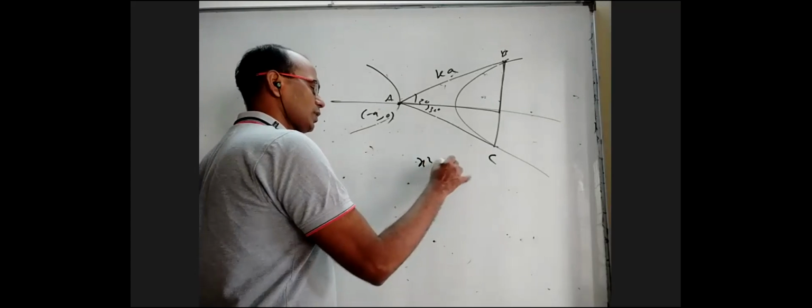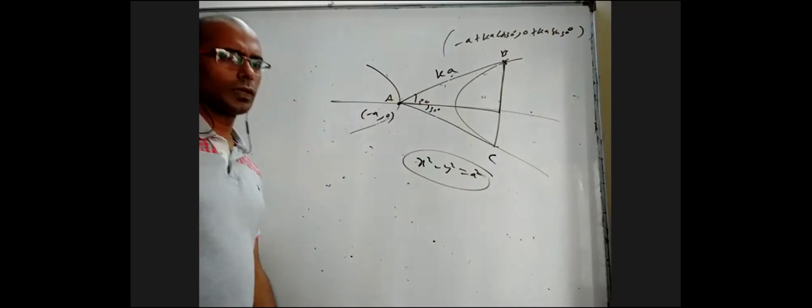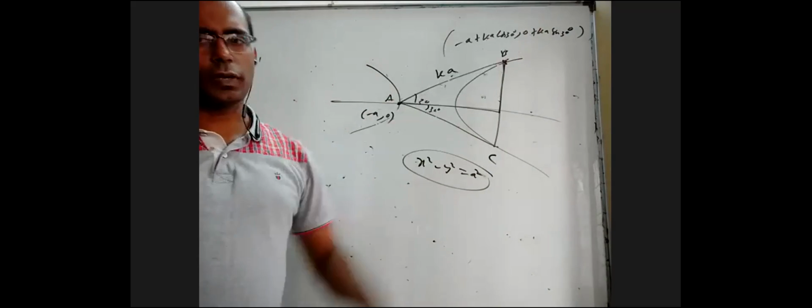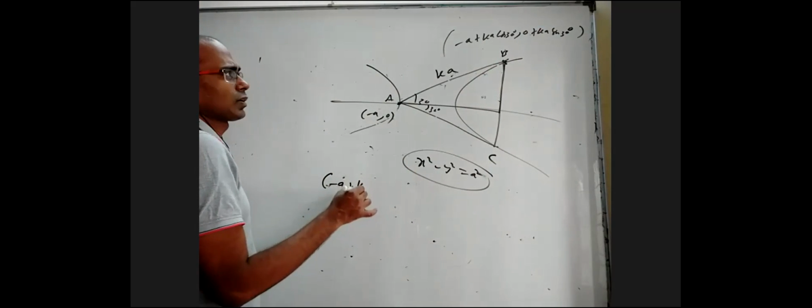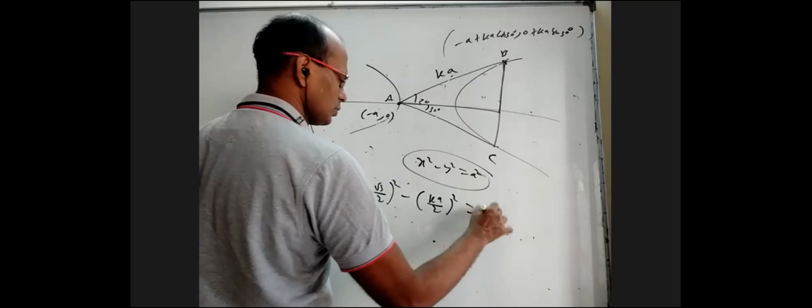This is x square minus y square equal to a square. This point, according to parametric form, is minus a plus Ka cos 30, 0 plus Ka sin 30. Okay, x1, y1, r, theta: x1 plus r cos theta, y1 plus r sin theta. That point should satisfy this hyperbola. What is the x coordinate? Minus a plus Ka cos 30, which is root 3 by 2, whole square, minus y square, Ka by 2 whole square, equal to a square.